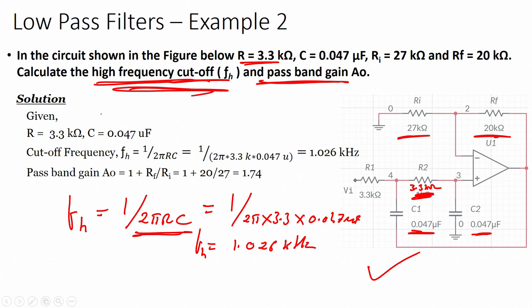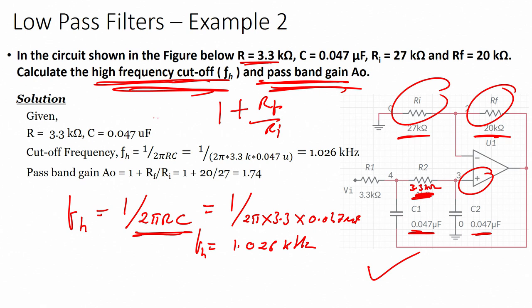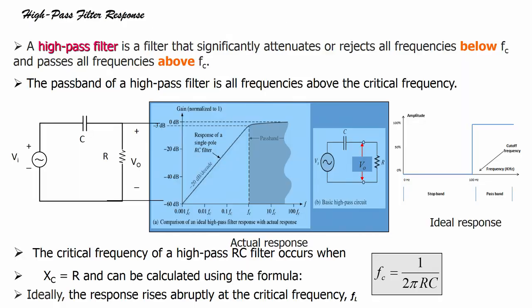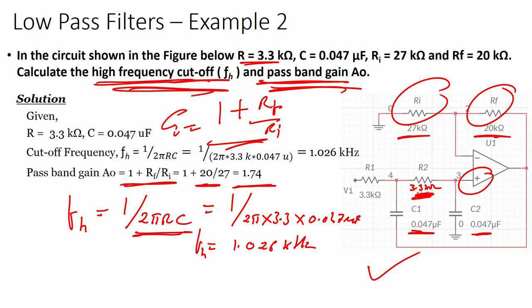Now, what am I asked? I am asked to find the passband gain. What is passband gain? This is again your non inverting amplifier. We know the passband gain is 1 plus Rf by Ri. The values are given. Very easy. Substitute the values and you will see a gain of 1.74. You will find the gain of the low pass active filter.